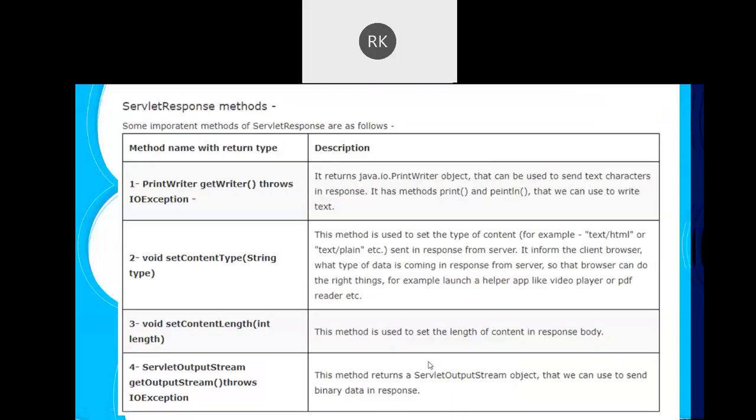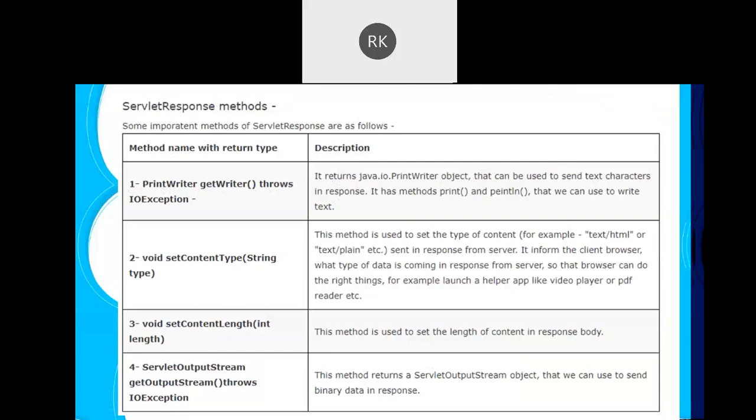We can also set the content type. We can set the content length. And get output stream. So these are some of the methods that we have, like the get writer and the set content type. These two methods we have already used. Add cookie, add header, encode redirect URL, encode URL, send error. These methods will be learned later.